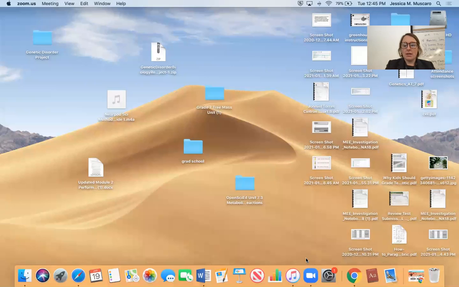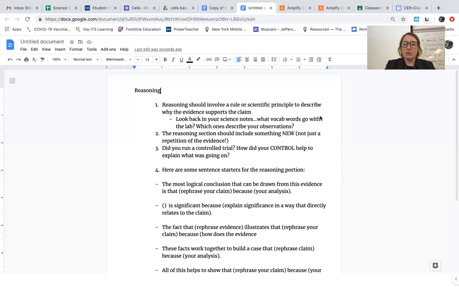Hey guys. I know that I said we'd go over some ways to improve the reasoning section of our labs, but we didn't have a chance to do that in class. So I'm going to make a video and I'll share my screen and show you a little cheat sheet I put together. Okay, so the place where we're all struggling the most on our lab reports is the reasoning section.